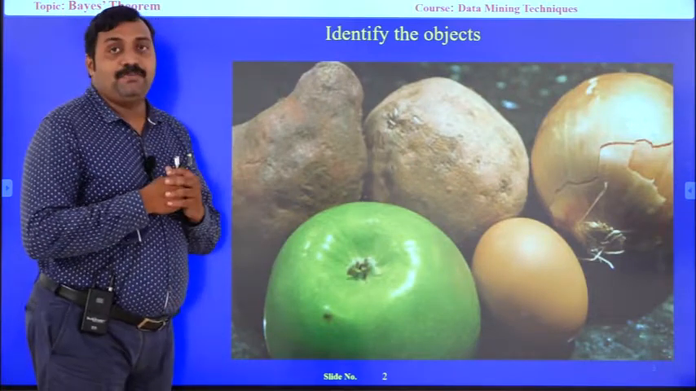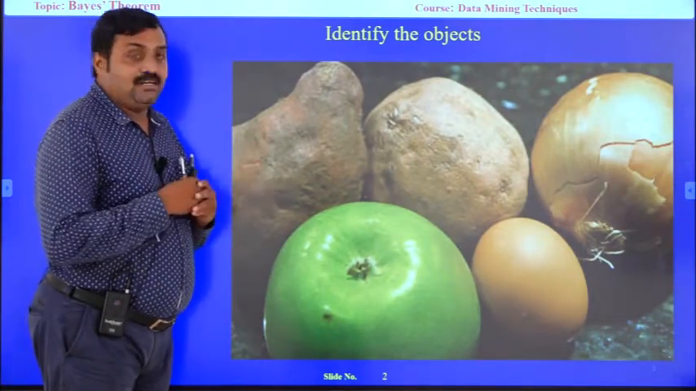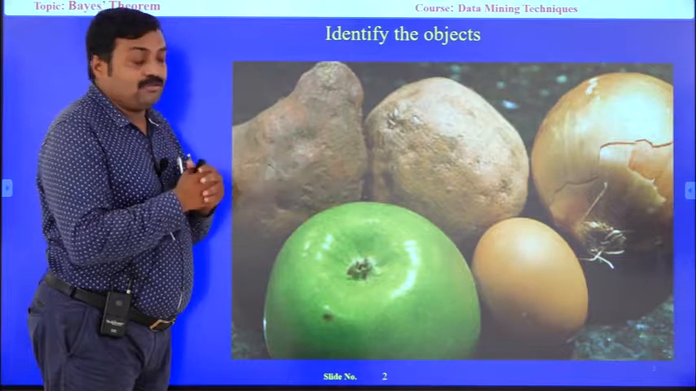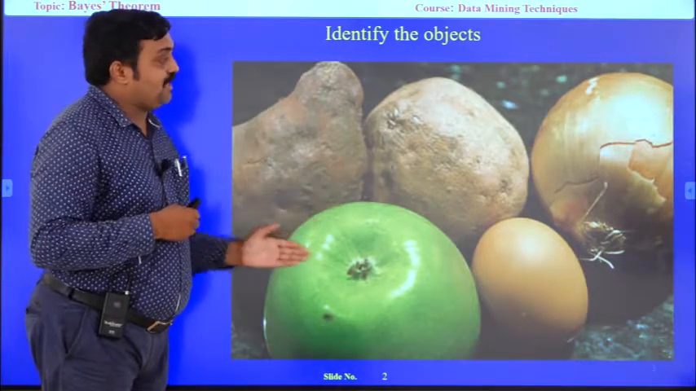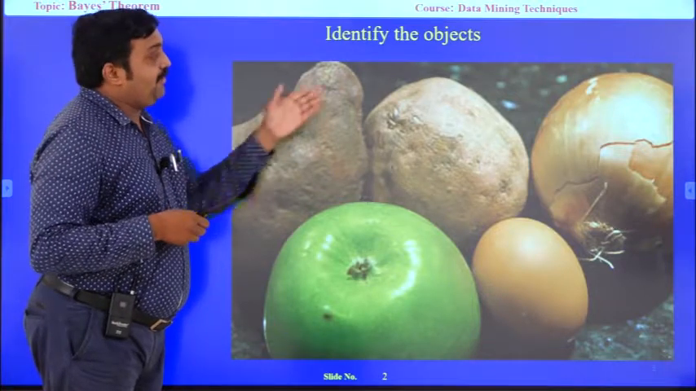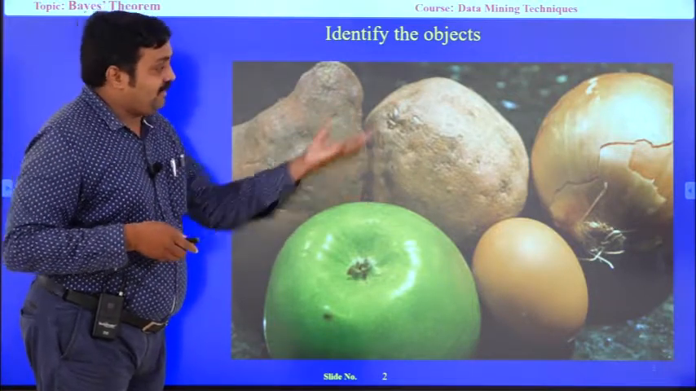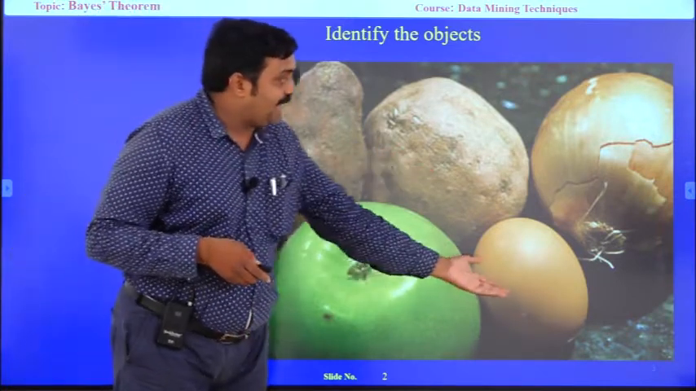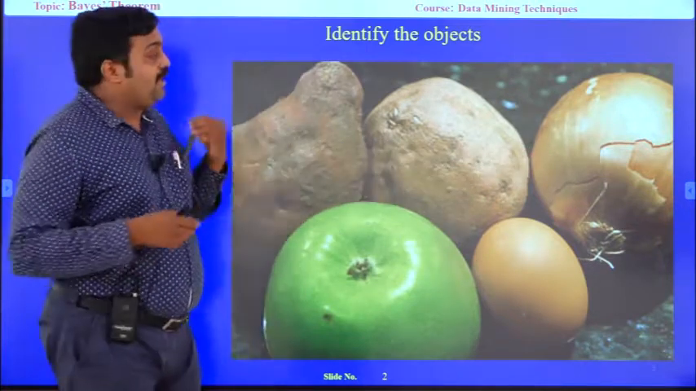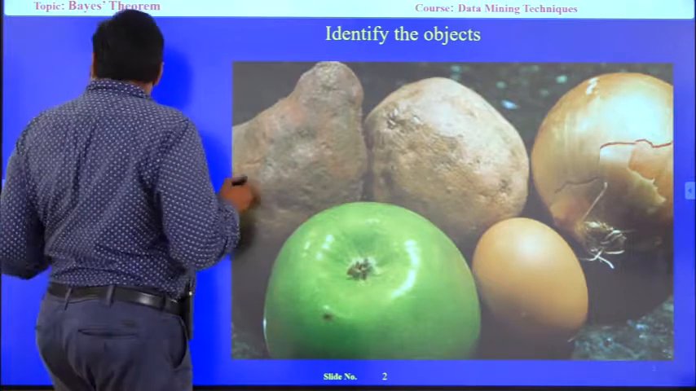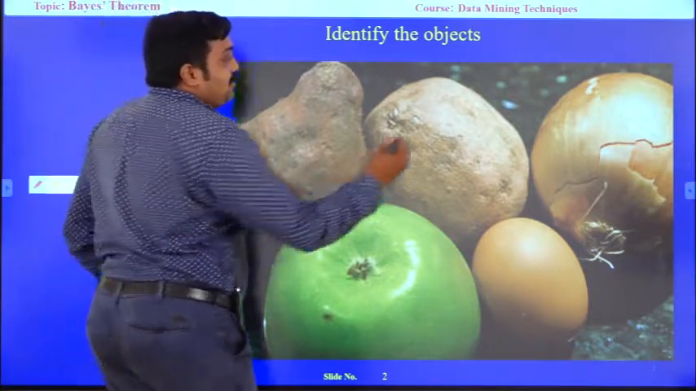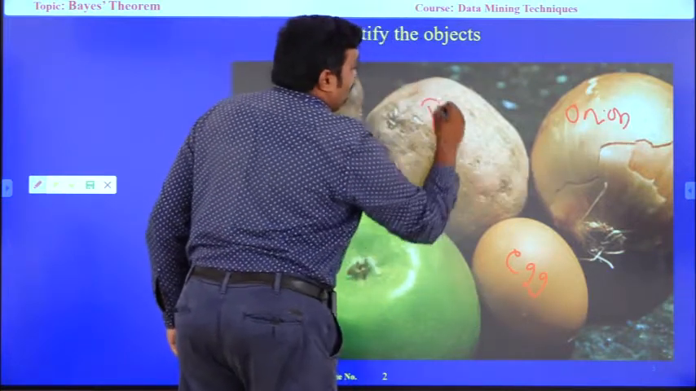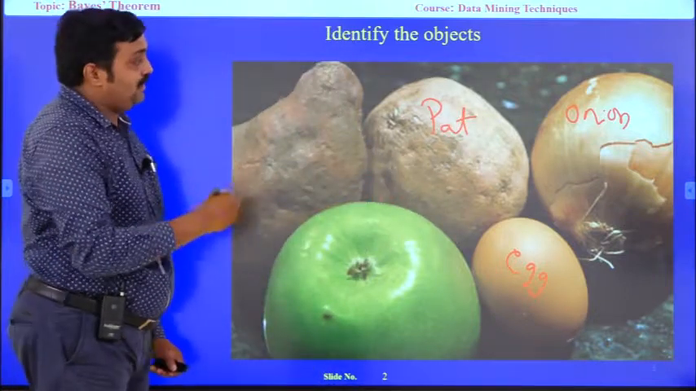So, let us see a simple example. Whenever we visit any market or bazaar, we can observe various kinds of objects. When I observe these objects in a basket, anyone can say, okay, this is a potato, this is an egg, this is an onion. Like that, we can say what kind of object it is. We can identify the objects.